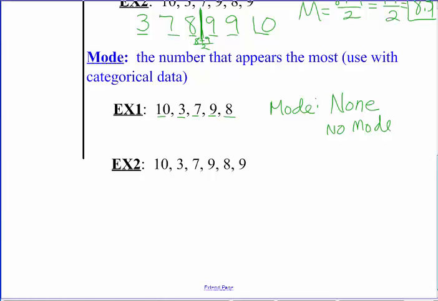And if you notice, the 9 appears twice. Everything else appears only once. So our mode in this case is 9.